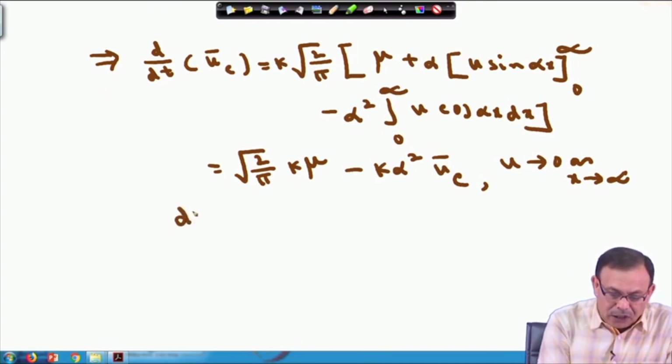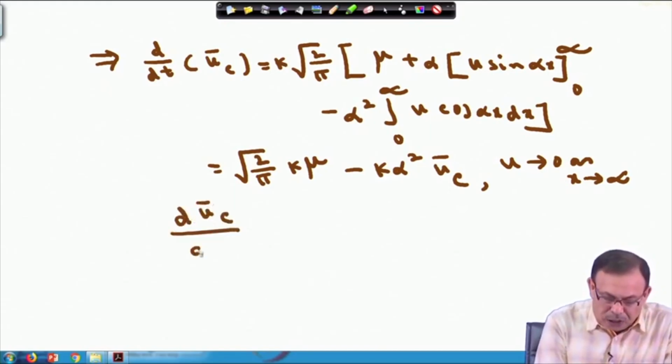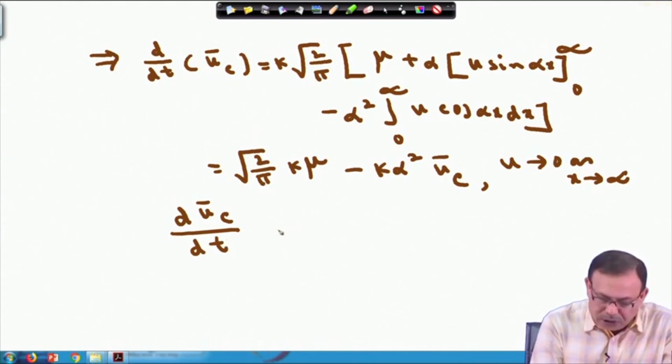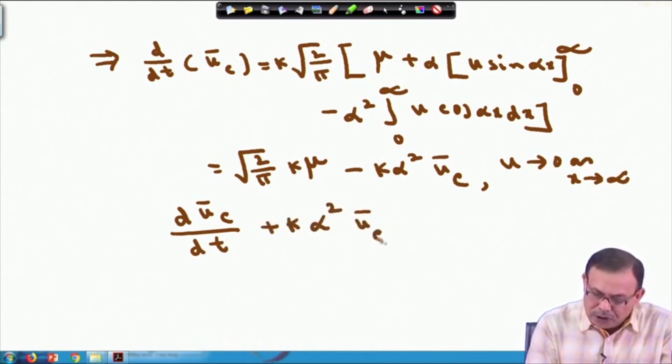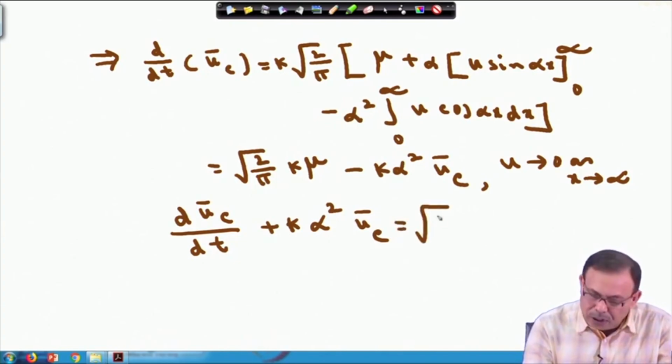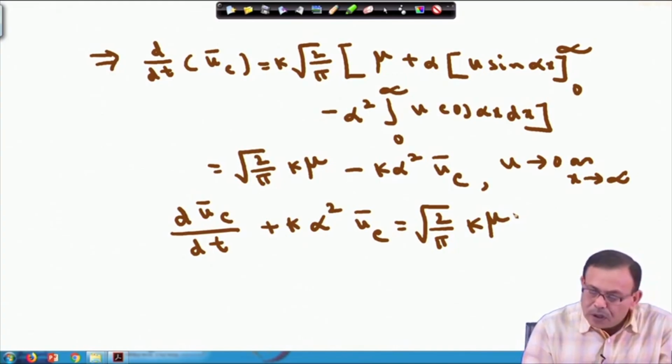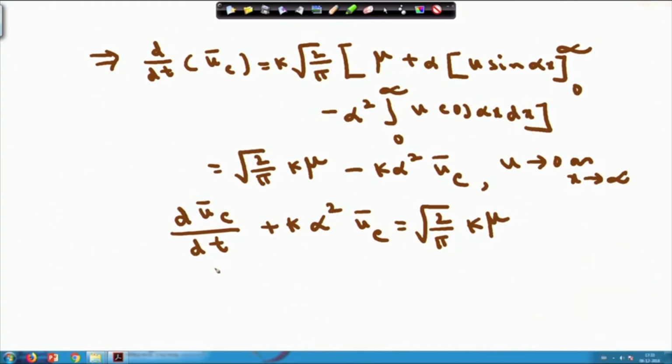So that the equation now I can write down d u bar c dt plus k alpha square u bar c equals root over 2 by pi into k mu. So, basically your PDE is converted to the ODE only, first order ODE only, and I have to find out the solution of this.